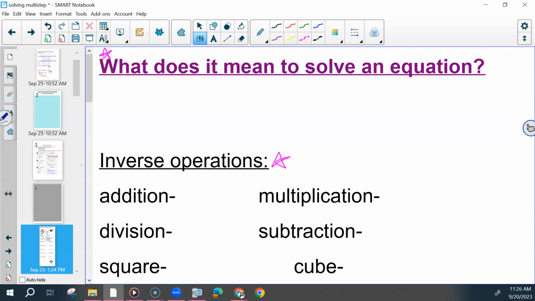I'm going to put that all in one sentence. To find the solution or answer, by using inverse operations.